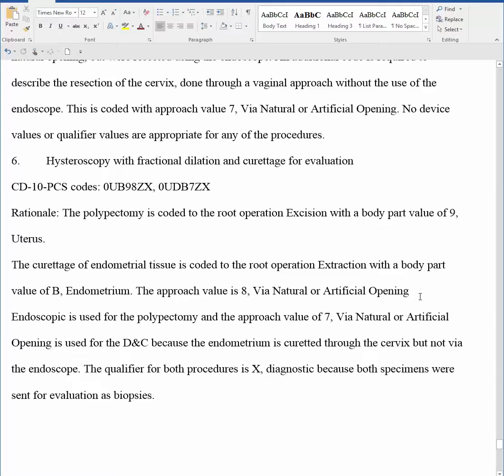Number 6, patient has a hysteroscopy with fractional dilation and curettage for evaluation. This patient is having excessive menstrual periods and also has a benign growth of her uterus. So the physician's going in to look around and see what he can do, and also do a D&C, a dilation and curettage for evaluation. That's important because that impacts our code assignment for the last character value.